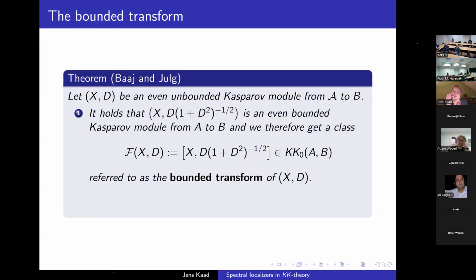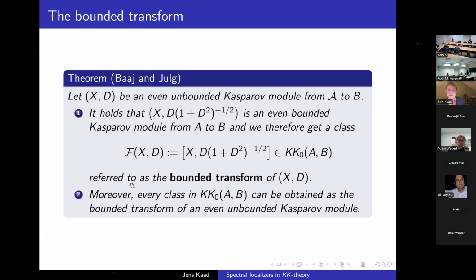What is perhaps even more important is the second part, which says that every class in KK theory is the bounded transform of some even unbounded Kasparov module. So if you look at this bounded transform as a map from unbounded Kasparov modules to KK theory, then this bounded transform is a surjective map. And here it is very important that capital A is separable. I'm assuming that both capital A and capital B are separable.